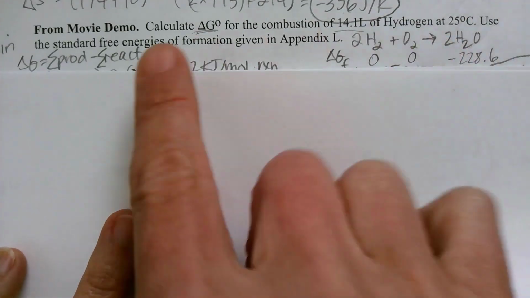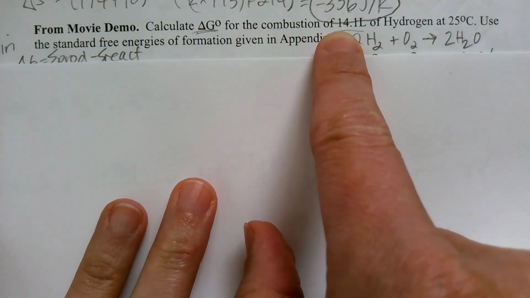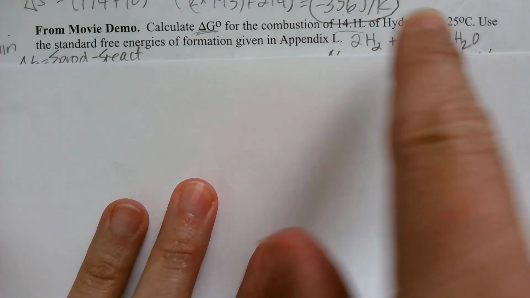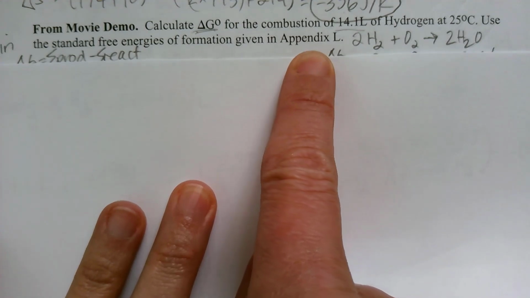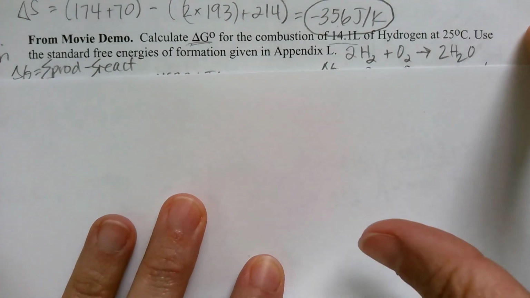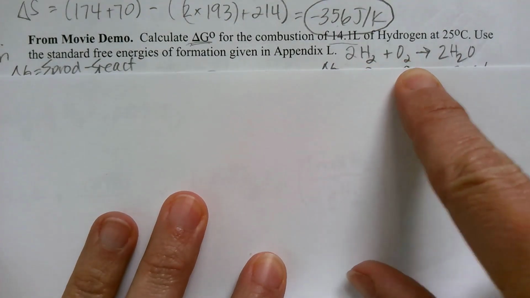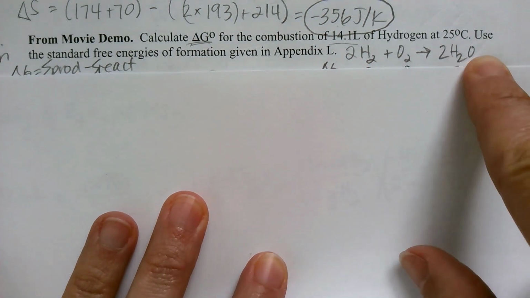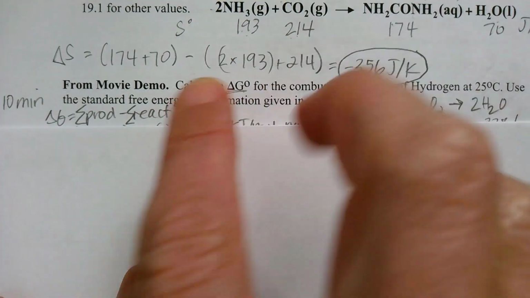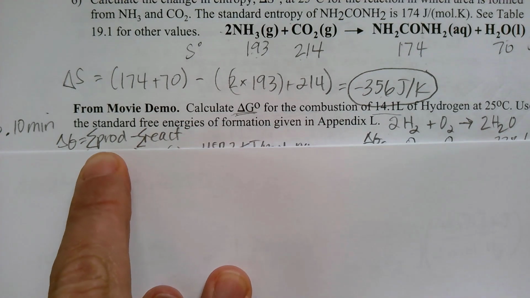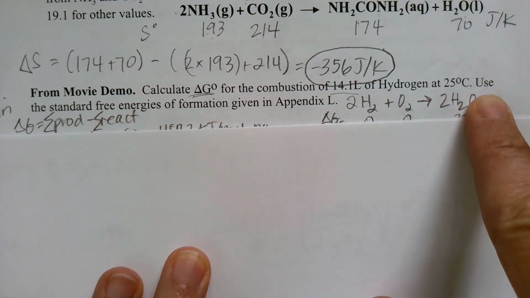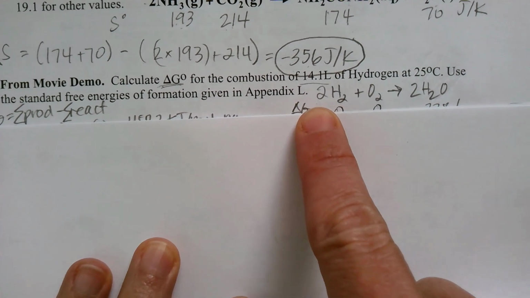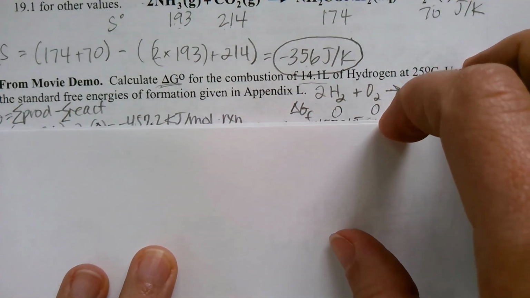We are going to calculate delta G for the combustion of 14.1 liters of hydrogen using standard free energies of formation given in Appendix L. Okay, so the combustion of hydrogen. We've got hydrogen plus oxygen to give me water. So I've got a balanced equation. We're going to use that same idea to find delta G, which is the sum of the products minus the reactants.